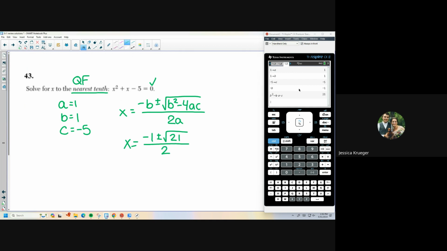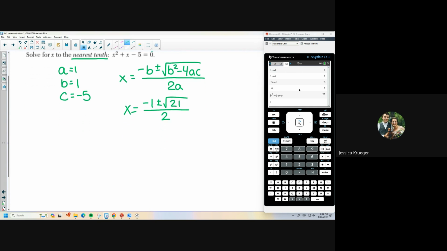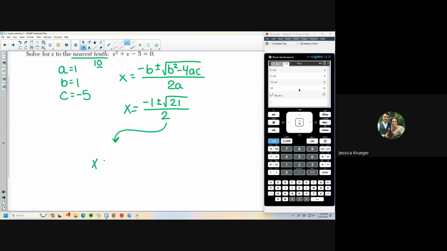Now, I'm not going to reduce this. It says rounded to the nearest 10th. 10 has 1 0 in it, so that's 1 decimal place. So my first answer is -1 plus the square root of 21 over 2. My second answer is -1 minus the square root of 21 over 2.